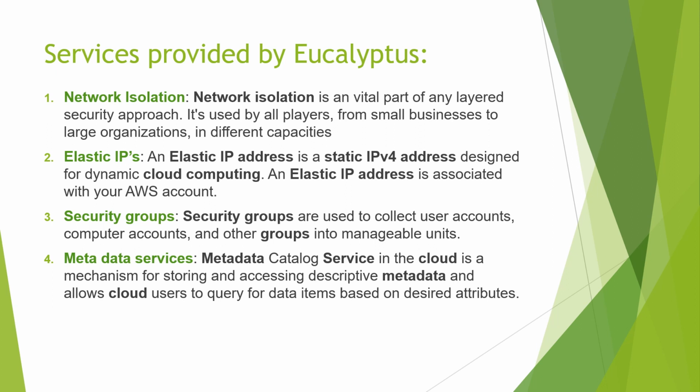So there are four different services provided by Eucalyptus for designing your private cloud. Number one is network isolation. Here instances are isolated at TCP/IP layer 2. So it is a vital role of any layered security approach. Second is elastic IPs. Elastic IP is the static IP address for dynamic cloud computing.